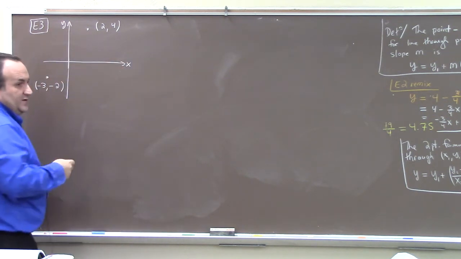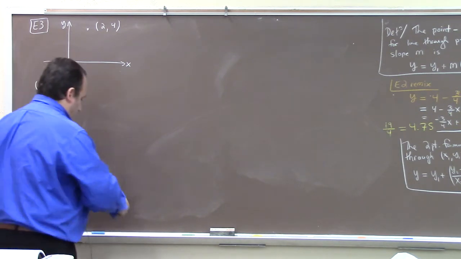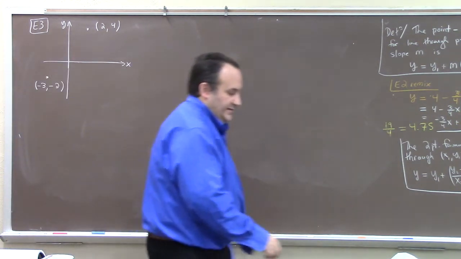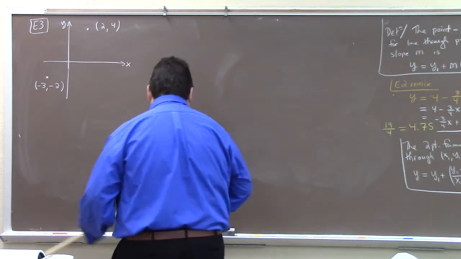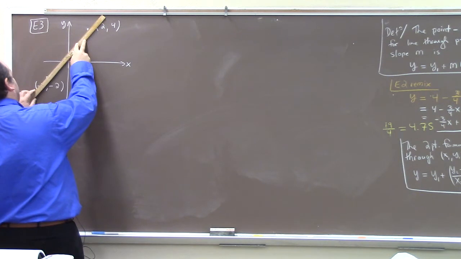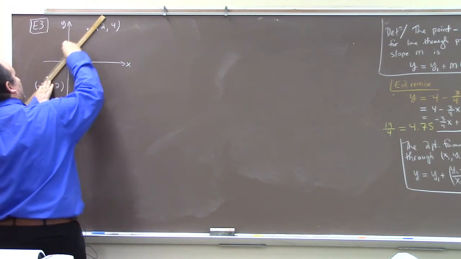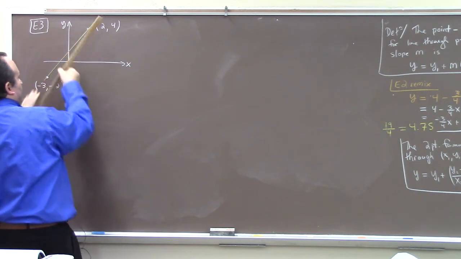All right, let's find the equation of the line that contains the points (-3, -2) and (2, 4). I will draw the line because I like to draw the line. Mostly it gives me an excuse to use this ruler. For some reason that gives me joy. There we go. There it is, the line that we're after.